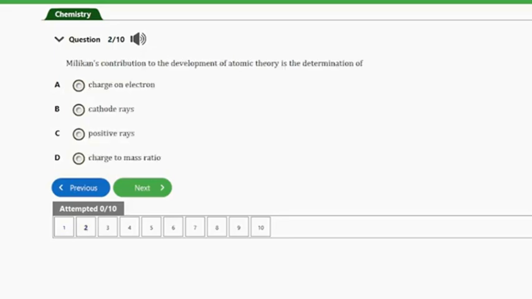So let's consider the next question, question number 2. It says, Millikan's contribution to the development of atomic theory is the determination of A, charge on electron, B, cathode rays, C, positive rays, D, charge to mass ratio. The answer to this question is option A, charge on electron. Millikan's contribution to the development of atomic theory is the determination of charge on electron.